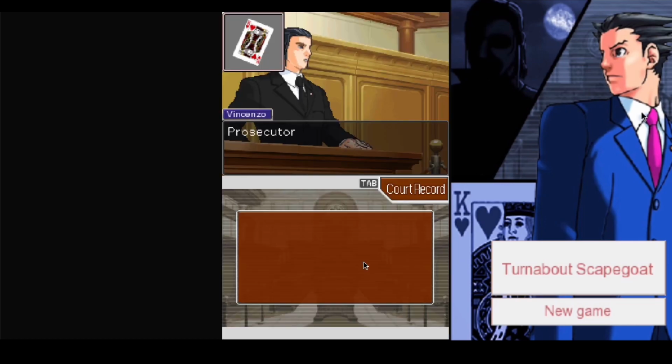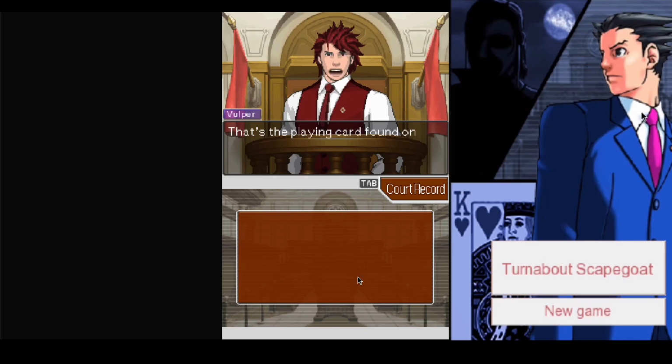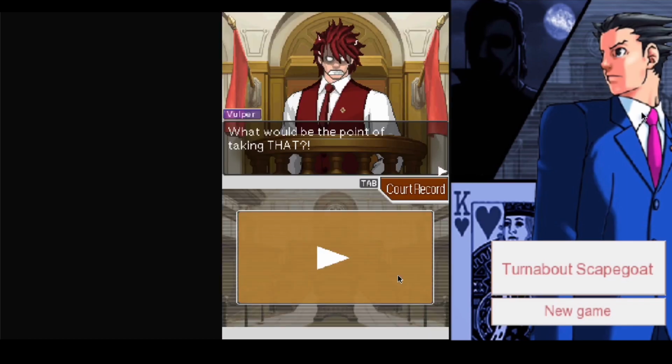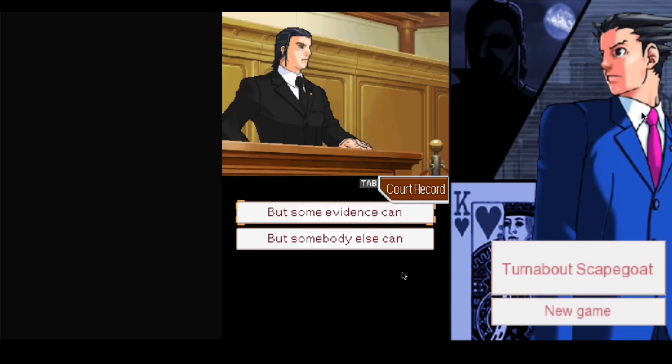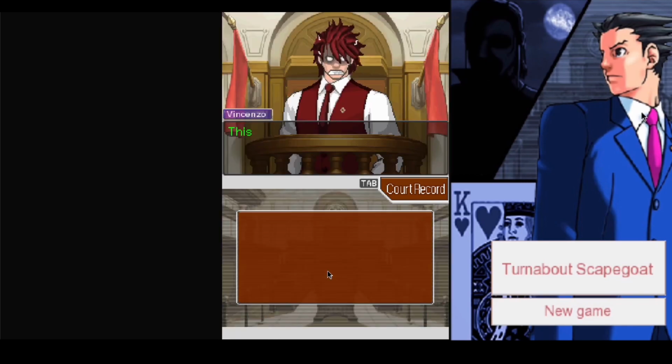Objection! Prosecutor Vulper, does this card look familiar to you? That's the playing card found on the victim's body. His lucky charm. Are you suggesting that I killed him over a piece of a card? What would be the point of taking that? Can you explain what's so special about this stupid card? No. But somebody else can. This person can explain what's so special about this card.